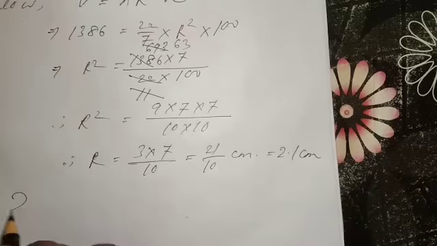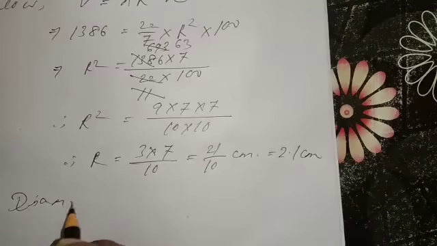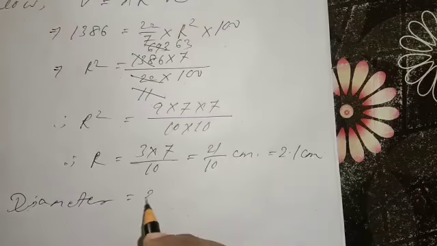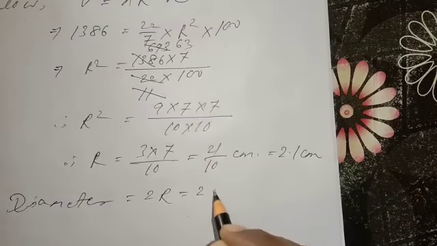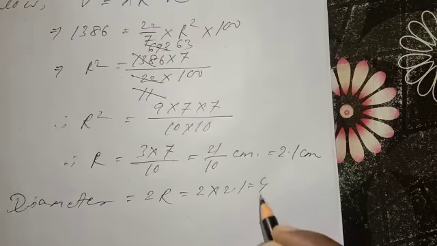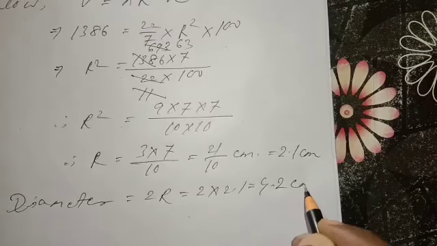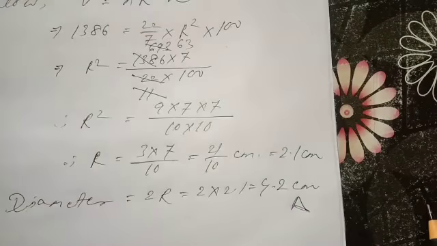Therefore, diameter will be how much? Diameter will be twice the radius. That means 2 into 2.1 is 4.2 centimeters. This is the answer of number 2. Let us go to number 3.